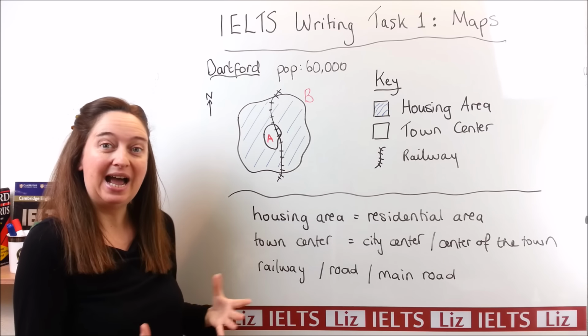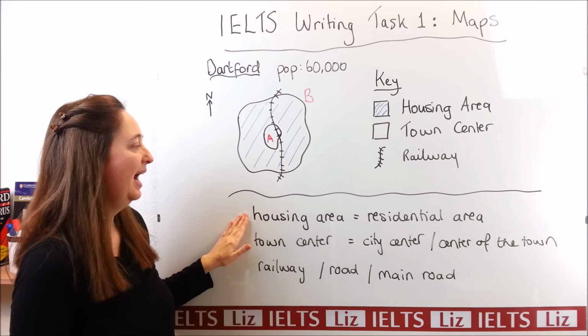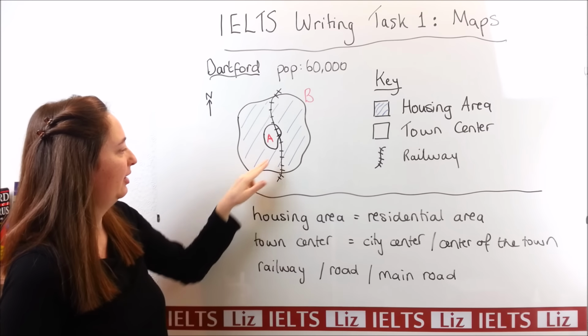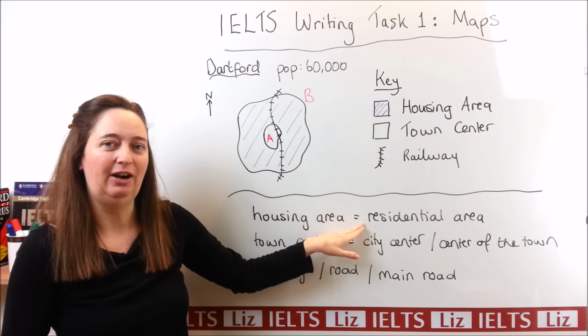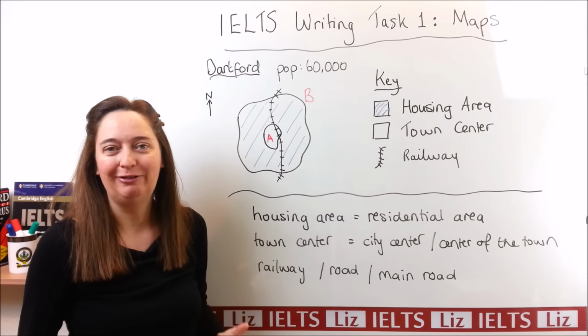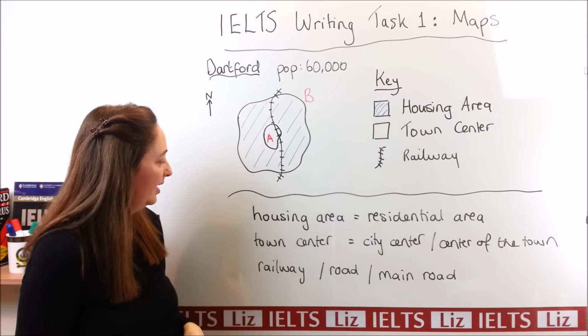But let's have a quick look at possible paraphrases. The first one, housing area. So this large blue area could be written as the residential area. And residential area means the area where people live. So that's the same.